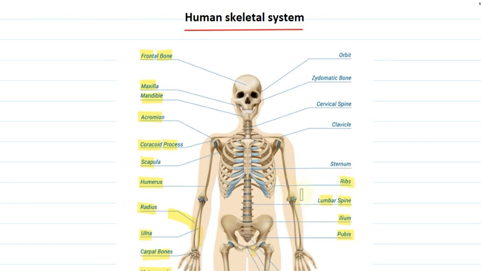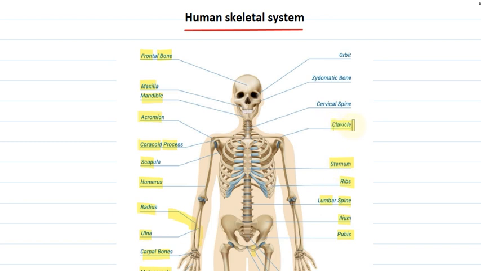Then there are ribs. What are ribs? They are the bony framework of the thoracic cavity. Then there is the sternum. This one is the sternum. The sternum is the bone located in the middle of the chest.